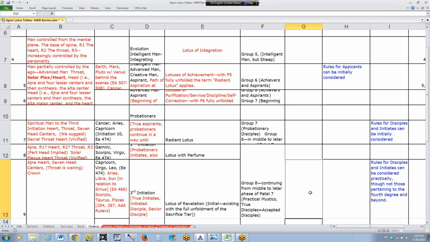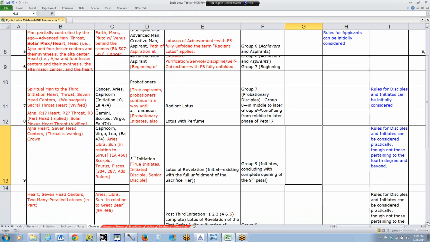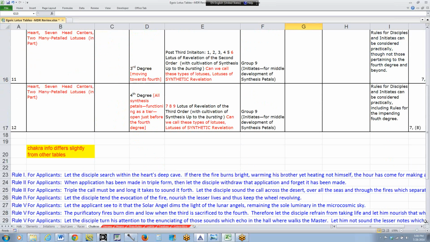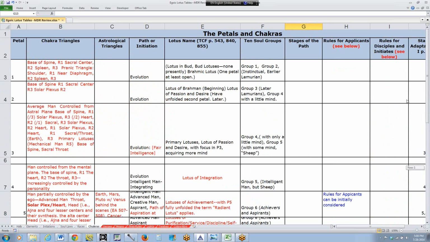That is correct. And then group 9, the initiates, concluding with the complete opening of the 9th petal, and initiates continue. Group 9 continues through the development of the synthesis petals. Group 10 is not yet with us because they are the true masters. And, okay, so somehow I've listed this 10 soul groups numerous times.